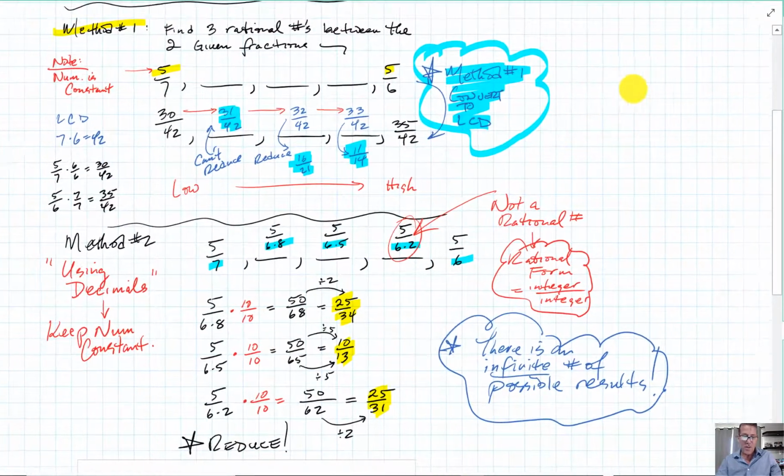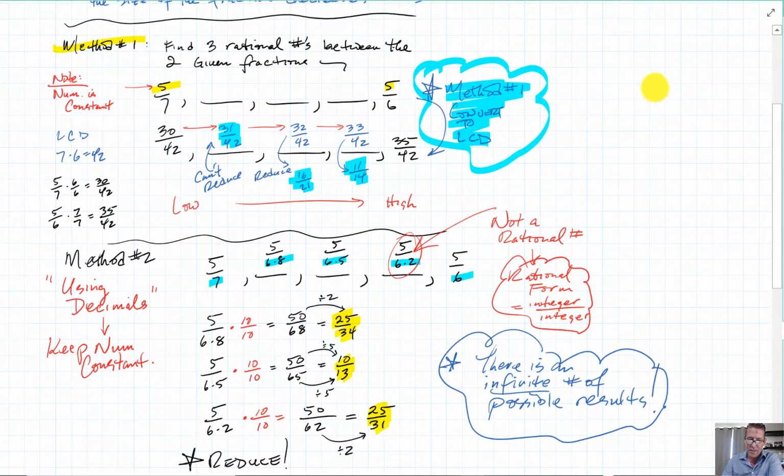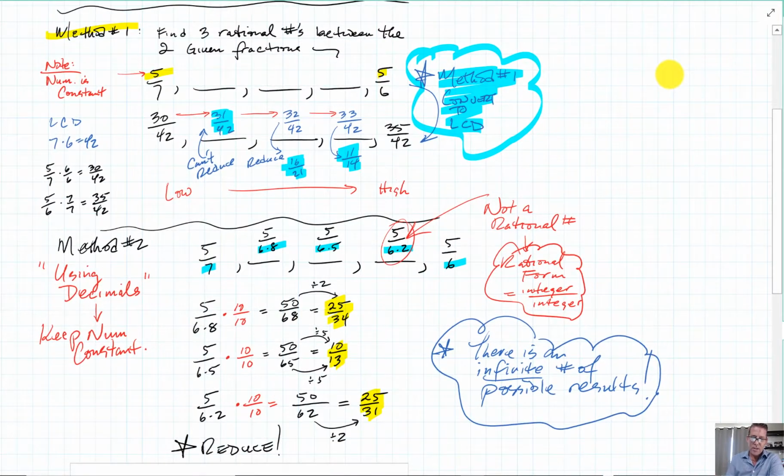So in this little prep here, we talked about how you can easily create common denominators like you were trained to do in 4th, 5th grade, and create fractions that are between two given fractions pretty easily. In method 2, perhaps new to you, we use decimals, keeping the numerator constant this time as opposed to the previous example, and then change up the denominator using decimals, and then convert to rational.